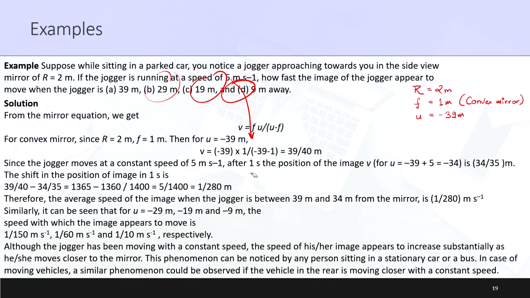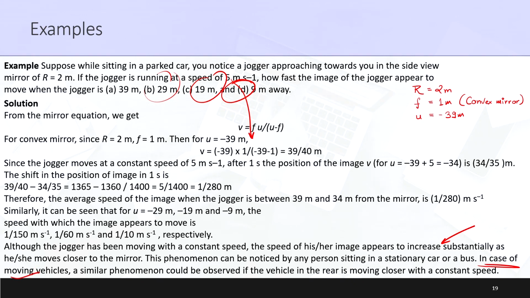So, let me conclude it. Although the jogger has been moving at a constant speed, the speed of his or her image appears to increase substantially as he or she moves closer to the mirror. The phenomenon can be noticed by any person sitting in a stationary car or a bus. In the case of moving vehicles, a similar phenomenon could be observed if the vehicle in the rear is moving closer with a constant speed.